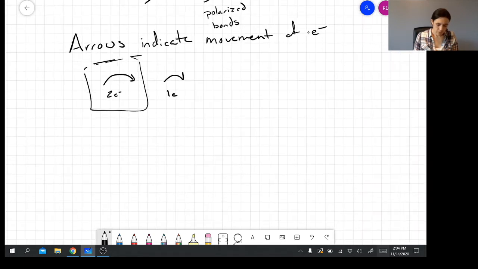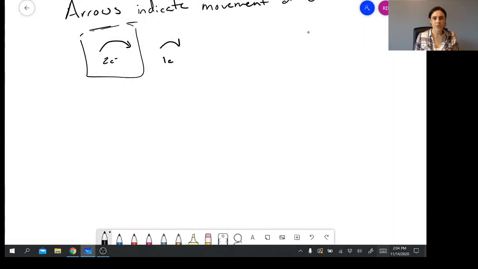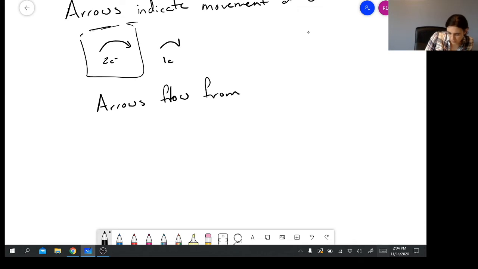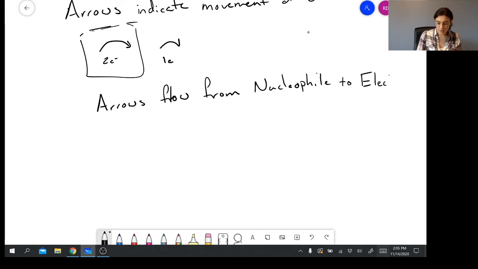So before I get rid of that, remember that you are moving electrons, not atoms and not positive charges. So that means that arrows flow from your nucleophile to electrophile. Never the other way around. Nothing with a positive charge will ever have an arrow pointing away from it.